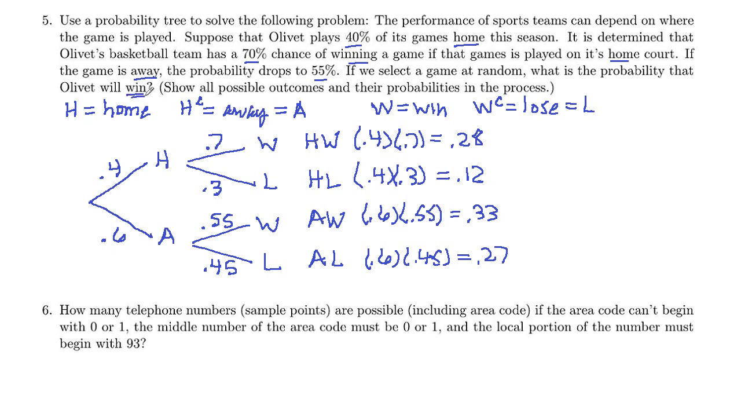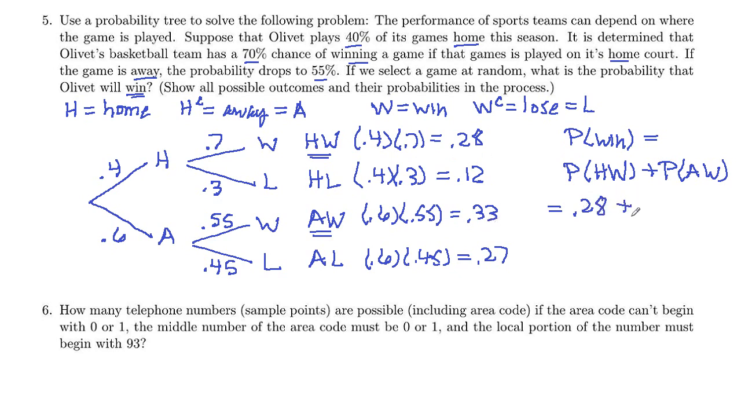What's the probability of a win here? So probability of an overall win, well, there's 2 ways they can win. It could be a home game and they win, or an away game and they win. So this is going to be the probability of home and they win, plus the probability of away and they win. Home winning game, 0.28, plus away and they win, 0.33. We add those up and get 0.61.